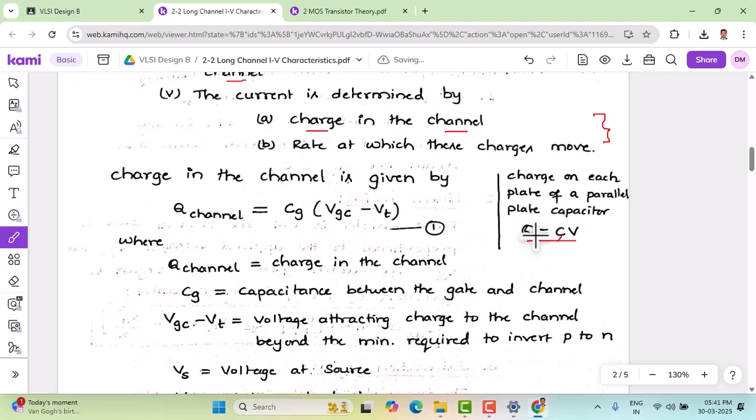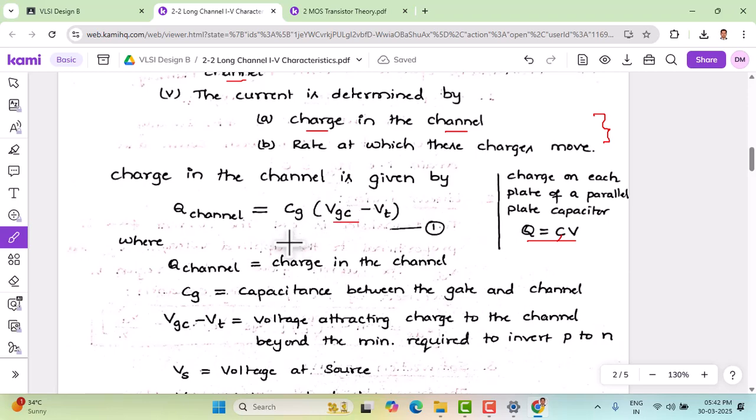The standard equation is charge equals capacitance times voltage. Let us apply this standard equation to the MOSFET. Using it, the charge in the channel is given by Cg, which is nothing but the gate capacitance, multiplied by VGC minus VT. Please make a note here: VGC indicates the gate to channel voltage. It's not VGS, it is VGC, the gate to channel voltage, minus the threshold voltage. Let us call this equation 1.